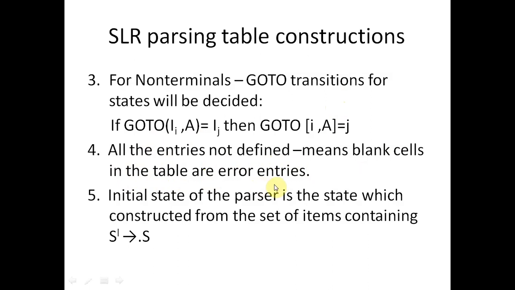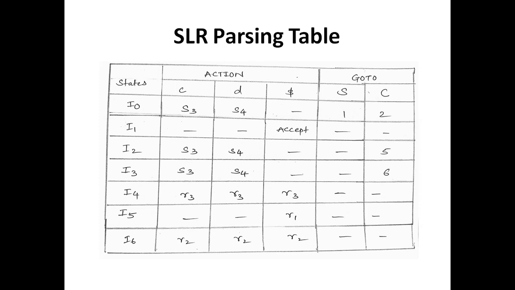What is the meaning of this? All these blank entries mean that if at the time of parsing you are in the first state and it receives C, that cell is empty, meaning there is no such action defined, and so at that time itself you can declare this string is not valid for this particular grammar.